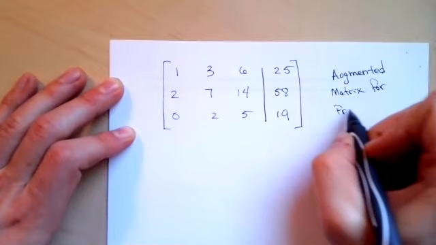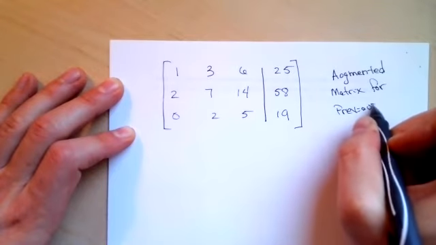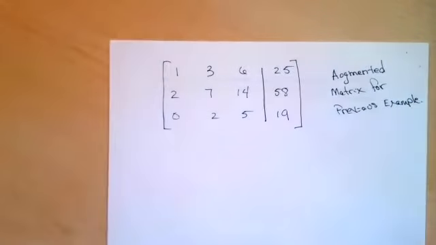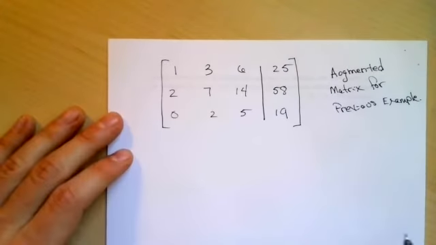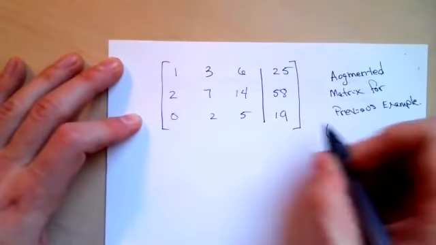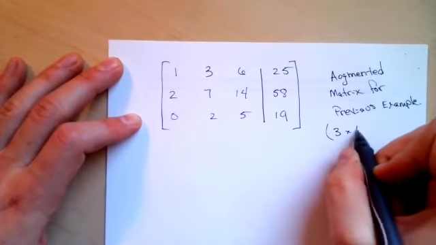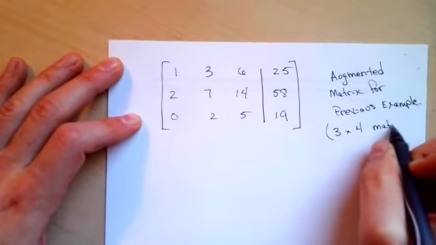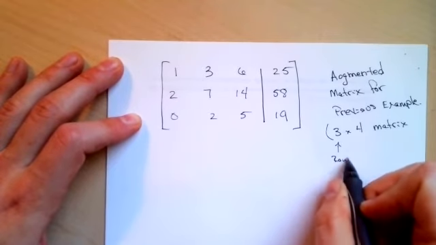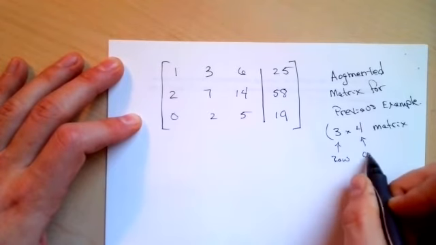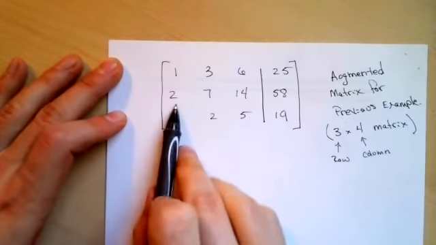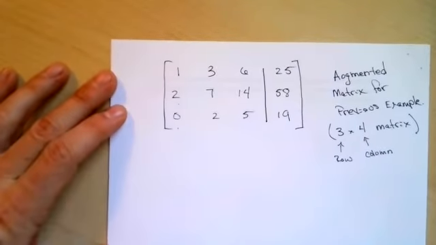For the previous example, just a quick word on dimension. This is what we call a 3 by 4 matrix. Again, it's always going to be row by column, so 3 rows, 4 columns.